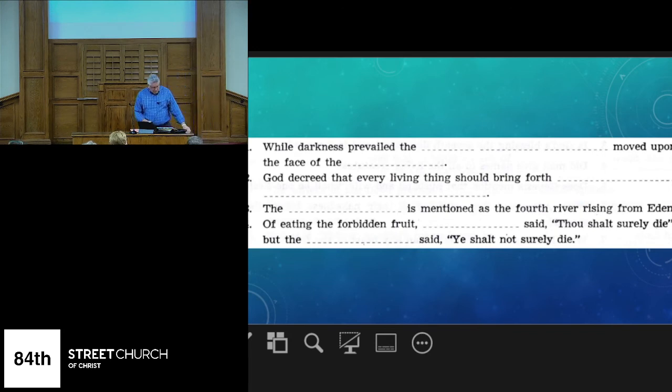Number 3. Which river is mentioned as the fourth river rising from Eden? Euphrates. Do we have the Euphrates today? Shouldn't you be able to just follow the Euphrates right into the Garden of Eden? Evidently not.